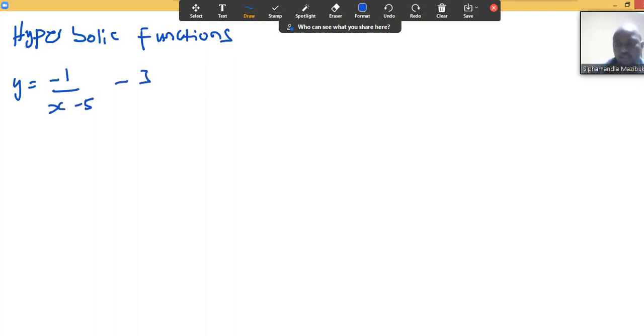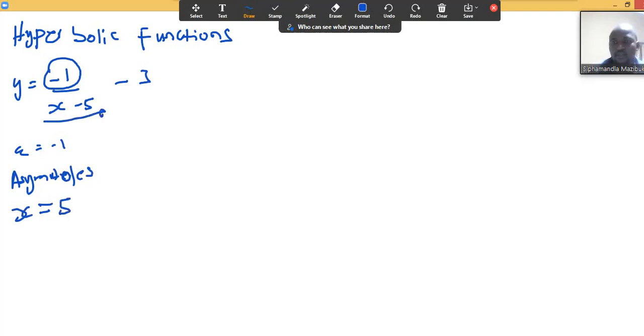Okay, the first thing to do, we're looking at the sign of a. So you see it's negative, so our a is -1. Let's look at our asymptote. In our asymptote we have x is equal to 5, that is coming from here, and the other thing we have is y equal to -3.